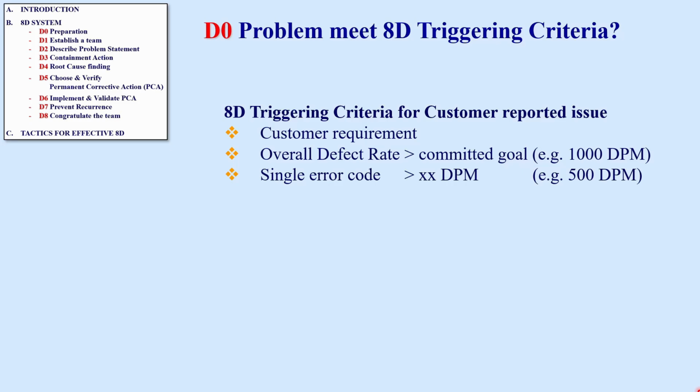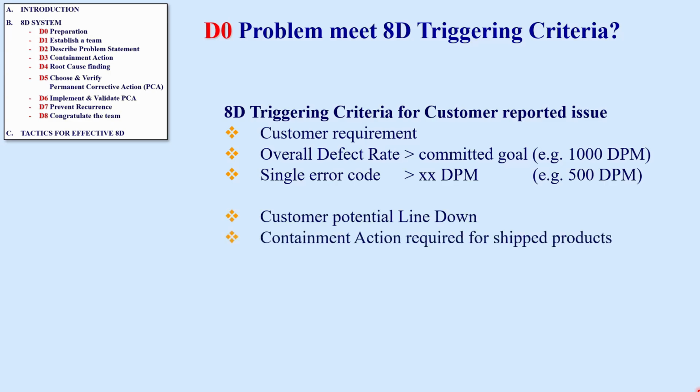Same as the internal triggering criteria, when there is a potential line down at the customer. When the customer needs to perform containment on their shipped products. Or when the issue causes the customer to have safety or reliability concerns. Then definitely we need to trigger the forming of an 8D team.